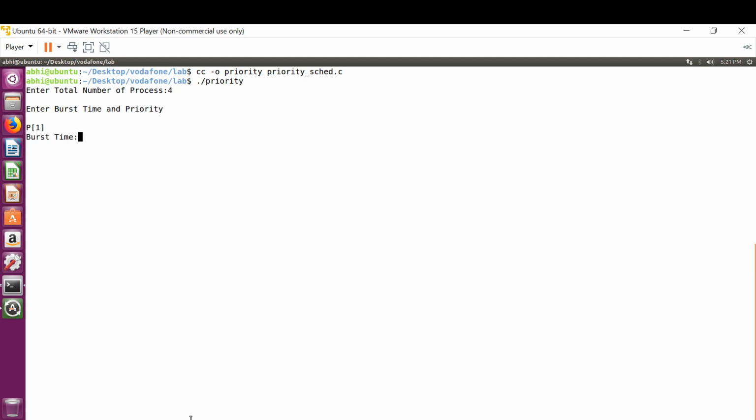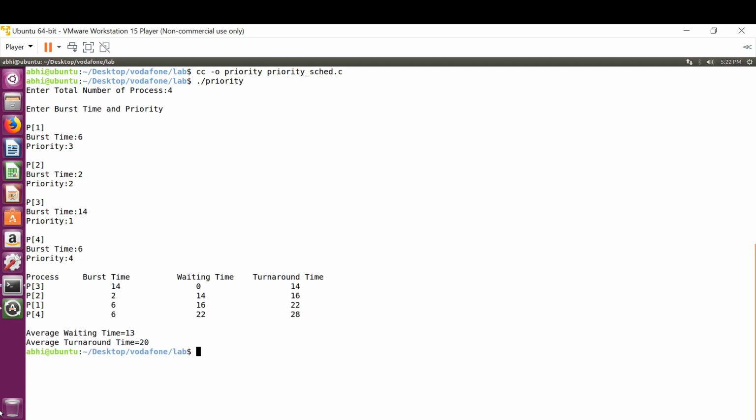Burst time for the first process is 6 and the priority is 3. Burst time for the second process is 2 and the priority may be 2. For the third process, the burst time is 14, the priority is 1. And for the fourth process, the burst time is 6 and the priority is 4. Once we have given all the inputs, you can notice that all the processes are organized based upon their priorities, and it calculates the average waiting time and average turnaround time for each of the processes and mentions it here. I hope you have understood the implementation of priority-based scheduling.